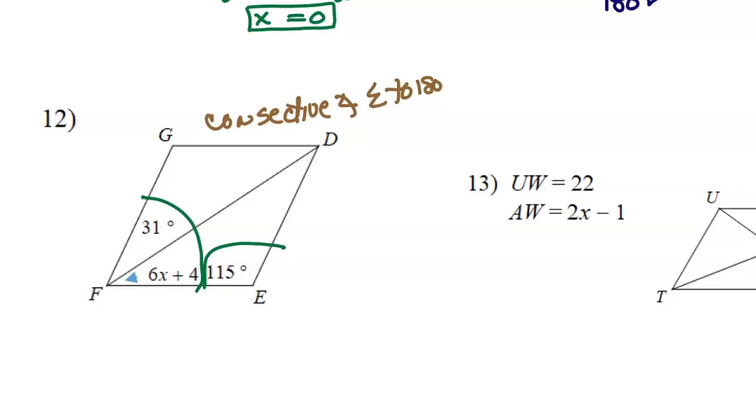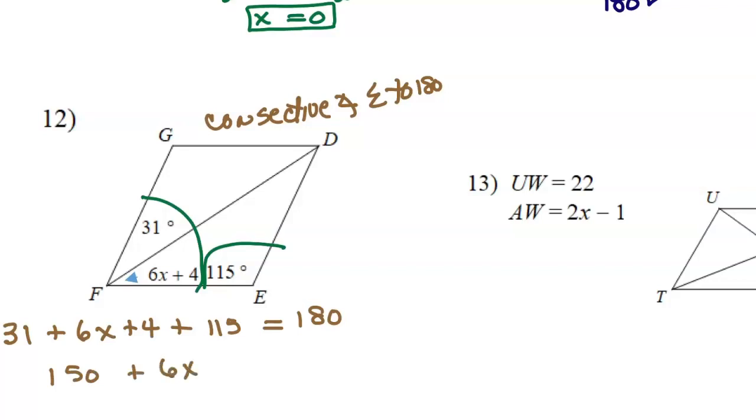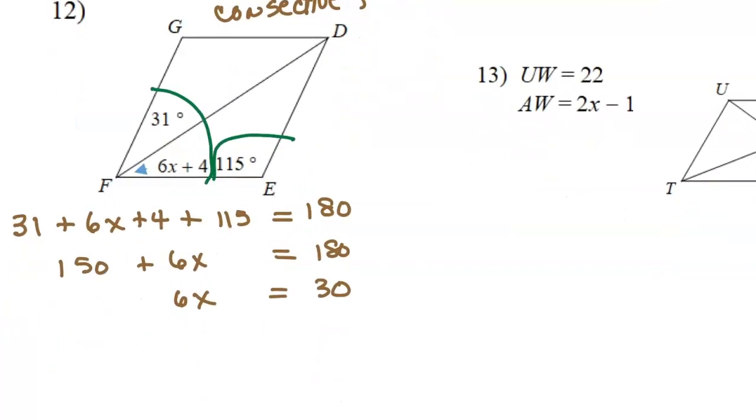Okay, add up your angles. The left part of angle F is 31. The right part of angle F is 6x plus 4. And angle E is 115. And that's going to equal 180. Okay, add up all your numbers. When I do that for 12, I get 150, plus I have my 6x. That equals 180. Subtract 150 from each side. That's going to give you 30. Divide by 6, divide by 6. x is going to equal 5.